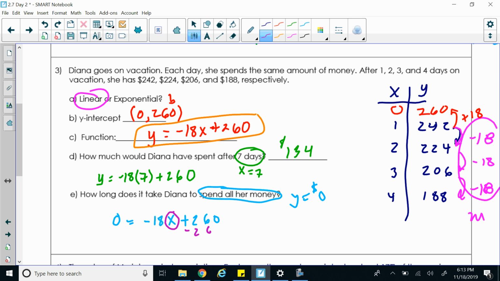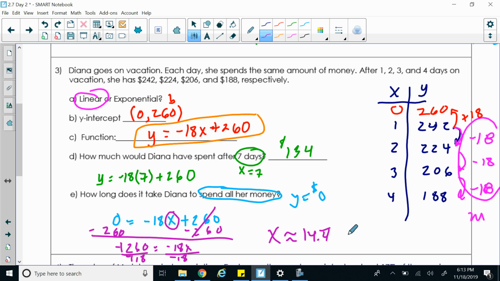So we'll subtract 260, subtract 260. So we get negative 260 equals negative 18x. Divide by negative 18, divide by negative 18. Negative is positive. 260 divided by 18 is, now this is going to be a fun one. X will be approximately 14.4 repeated days. Now, can you have decimal days? Yes, you can. So we'll leave it like that. So it's just under 14 and a half days it will take her to lose all of her money, or spend all of it, excuse me.